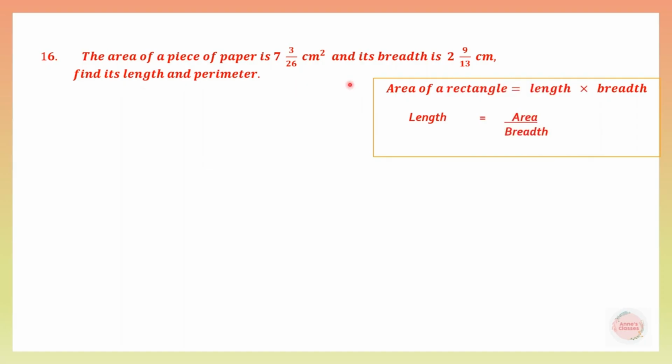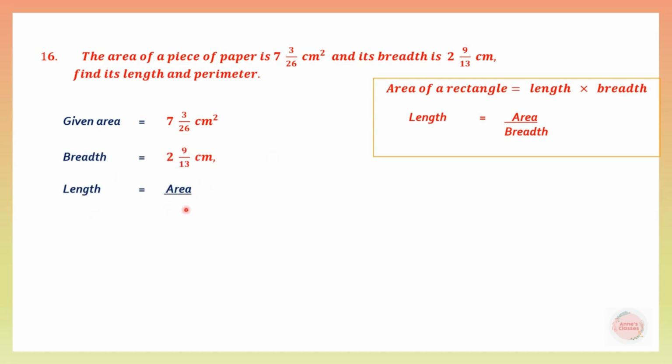Now this is the formula to find the area of a rectangle, and if you have to find the length, this is the formula: area by breadth. Here, first we have to find the length and then we have to find the perimeter. So what is given to us? Area is given to us: 73 by 26 centimeters square. Breadth is given to us: 9 by 13 centimeters.